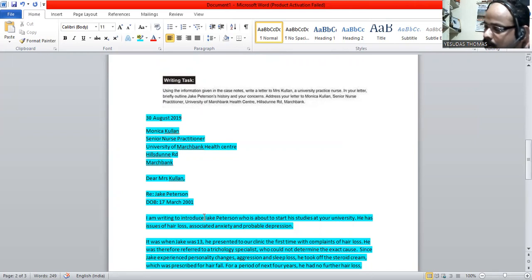It analyzes all parts of the problem. So he has hair loss and associated anxiety. Because of hair loss, he has anxiety and probable depression. He might have depression.